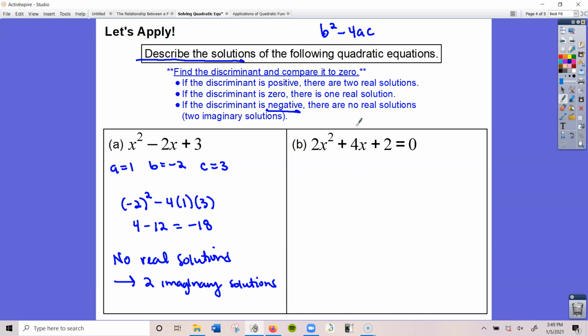Let's try that again. Here we have 2x squared plus 4x plus 2. In this example, a is equal to 2, b is equal to 4, and c is also equal to 2. And now I'm going to plug it into my discriminant. So b squared minus 4 times a times c. 4 squared is 16. Minus 4 times 2 is 8, times 2 is also 16. And 16 minus 16 is 0. So if the discriminant is 0, there is only one real solution.